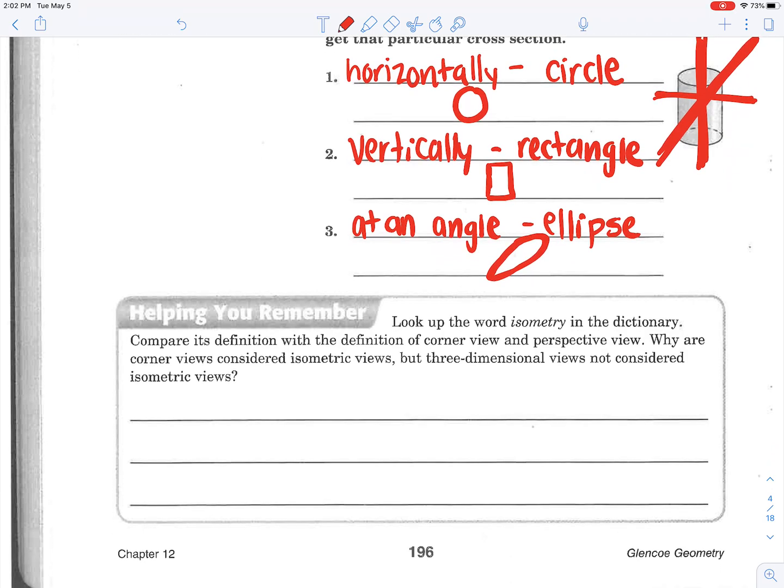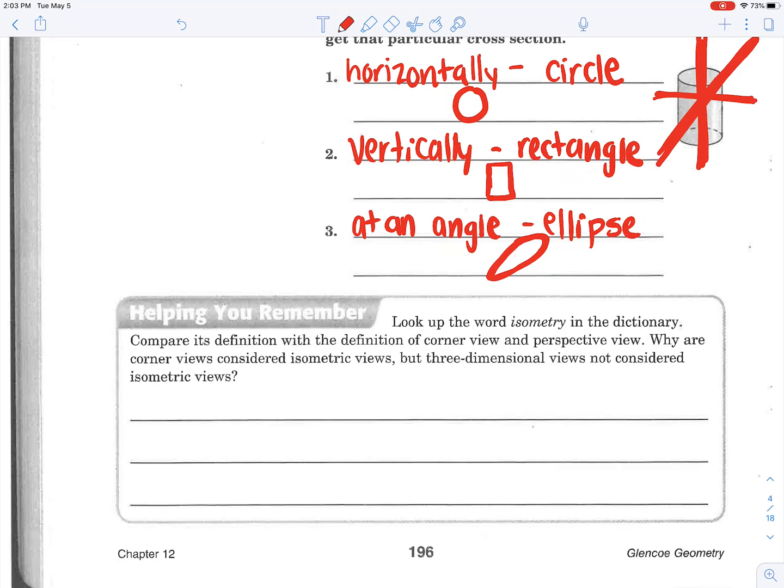Look up the word isometry in the dictionary. Compare its definition with the definition of a corner view or perspective view. Why are corner views considered isometric views, but three-dimensional views are not considered isometric views? Well, if I look up the word isometry, an isometry is a distance-preserving transformation. Corner views are going to represent the actual distances of the figure. If I have a 3D perspective, the views represent the apparent distances of the figure.